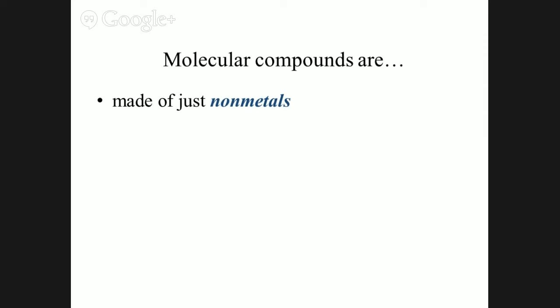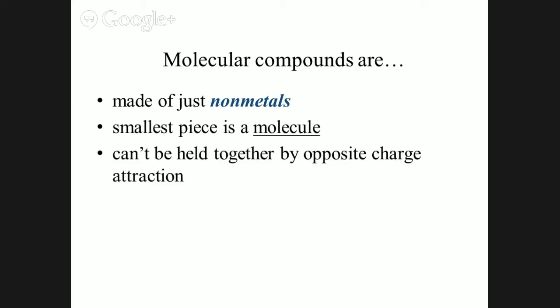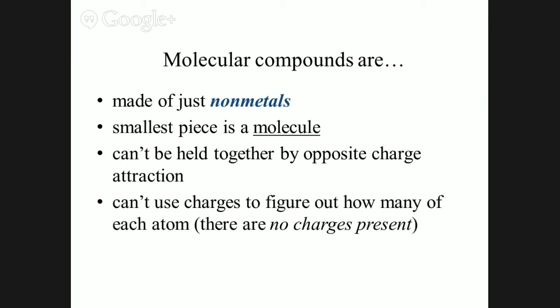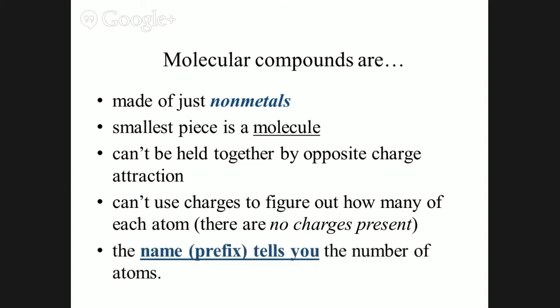To remind you, molecular compounds have covalent bonds, and they just have nonmetals. The smallest piece is the molecule. They're not held together by opposite charges. We can't use charges to figure out how many of them there are. We can't do crisscross. They don't use charges. However, the prefix tells you how many you need. Or to put it another way, you put down the prefix for how many you had to have in order that all the orbitals and shells were full.